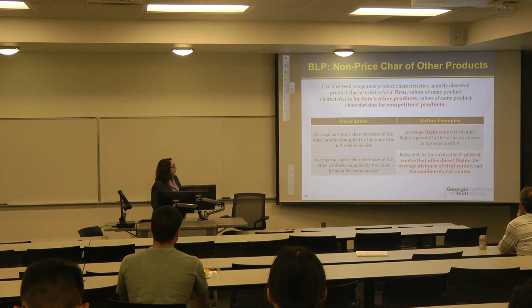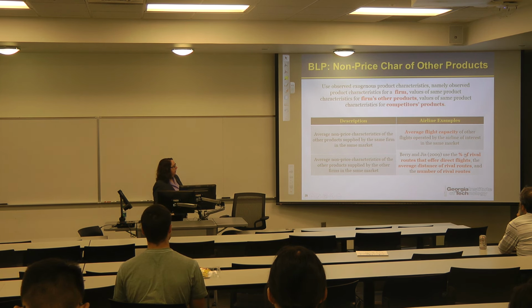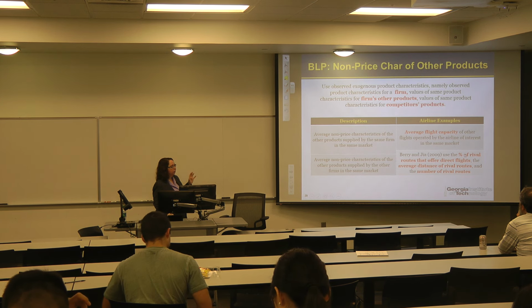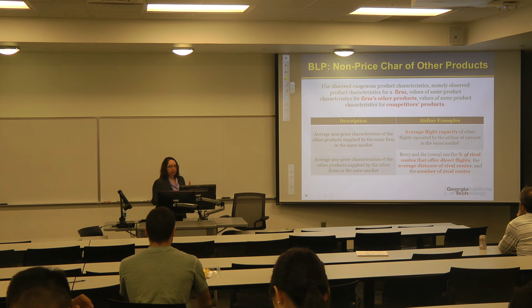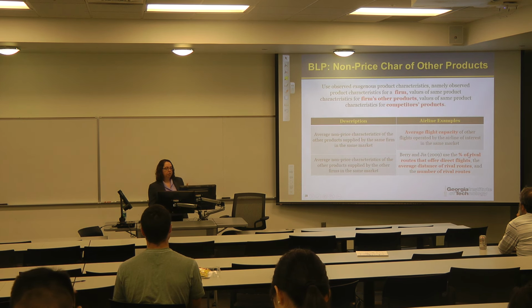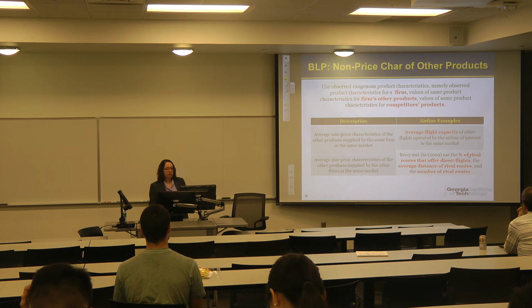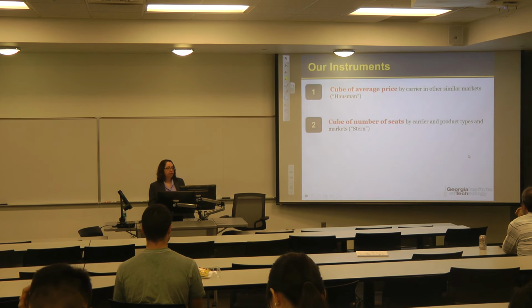And non-price characteristics of other products, BLP, some of them have used it. This one we found to be a little bit more tricky, but it's things like percent of rival routes that offer direct flights. So it's somewhat similar to the competition structure, but you're looking at characteristics of other products. So many have been done with an econ on this.